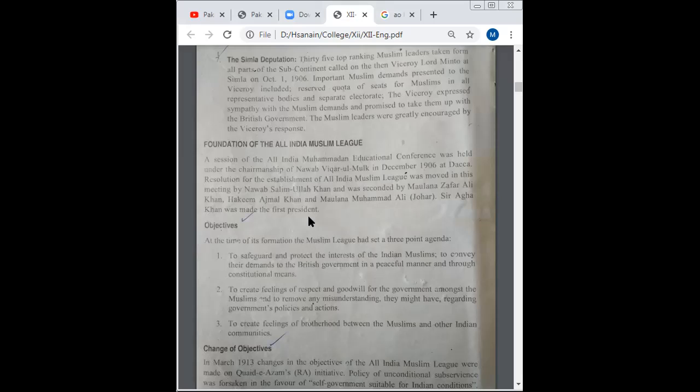A session of the Mohammedan Educational Conference was held in 1906 at Dhaka. The chairman of that sitting was Nawab Vakarul Mulk. A resolution was moved by the Muslims for a separate political party.